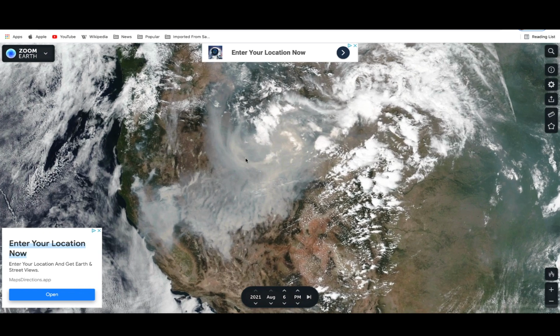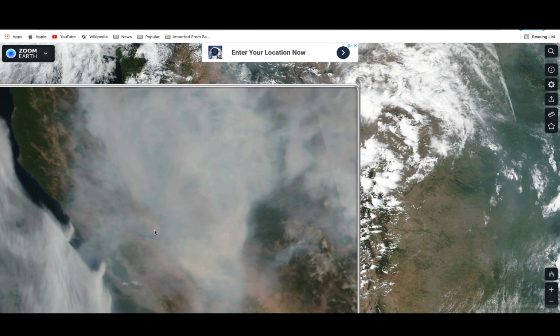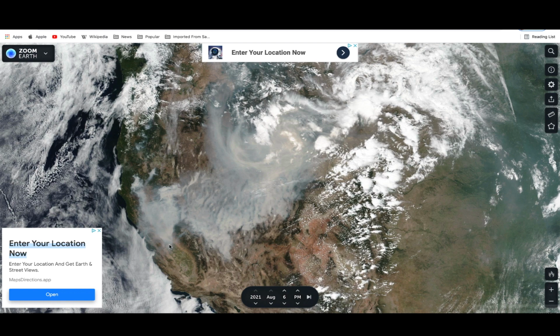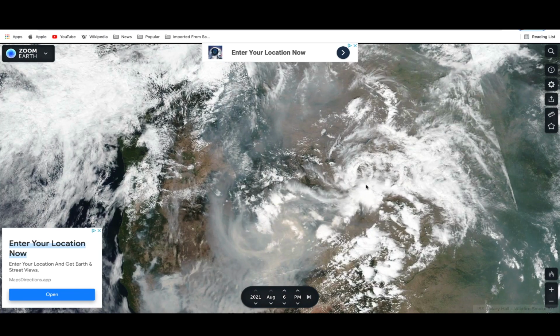Here's another view from Zoom Earth looking down at like the Utah, Las Vegas area, extending over into California, obviously, and up into Oregon, Washington, Canada.